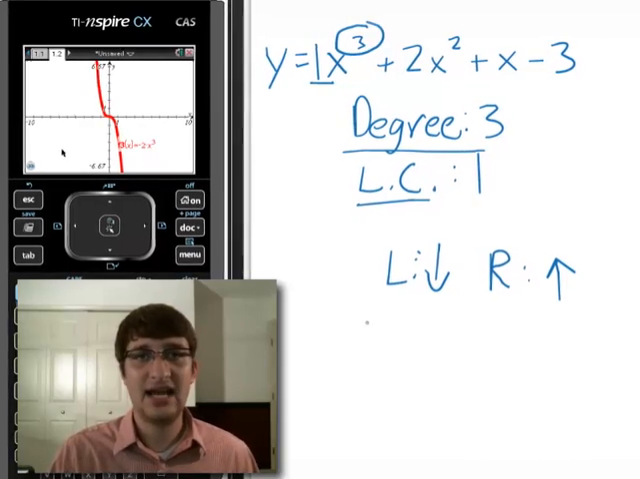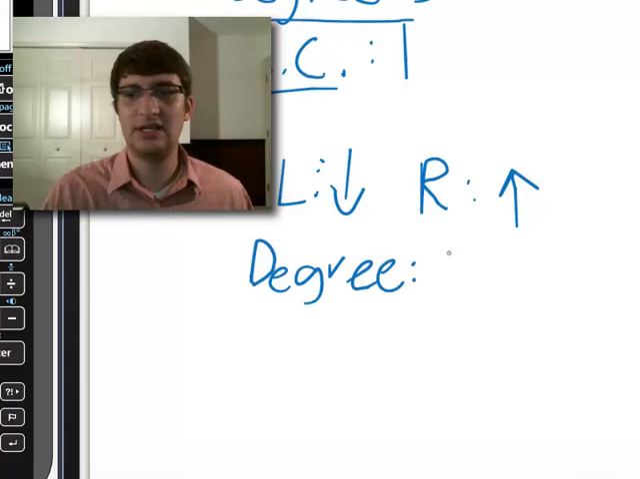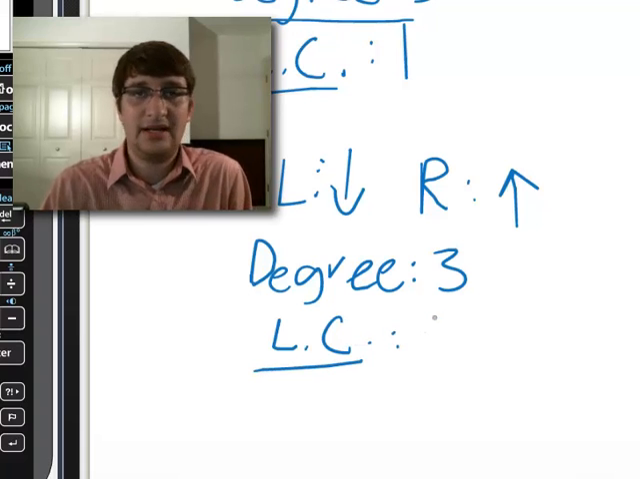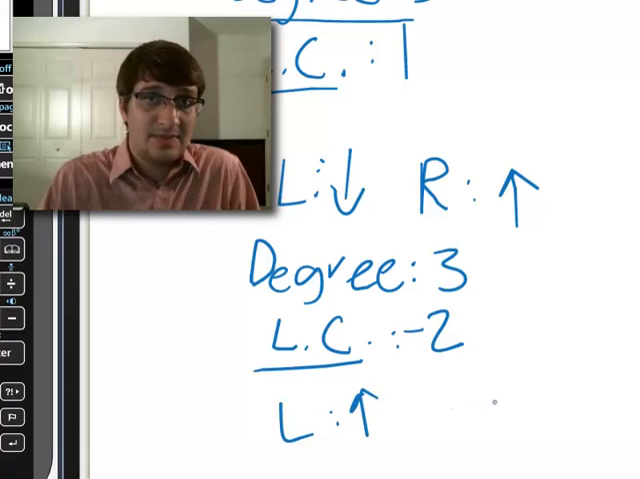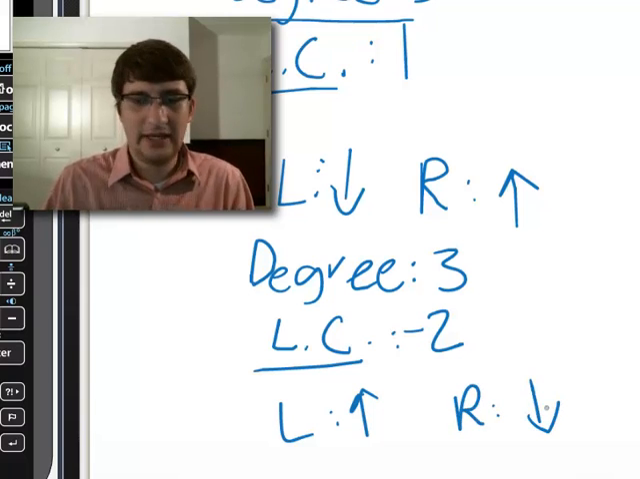So this time the degree was 3, and the leading coefficient was negative. It was a negative 2. And you'll notice that the tail behavior, for the most part, responded a little differently. So let me just write that down: the left side now is pointing up, and the right side now is pointing down. So that's another variation.